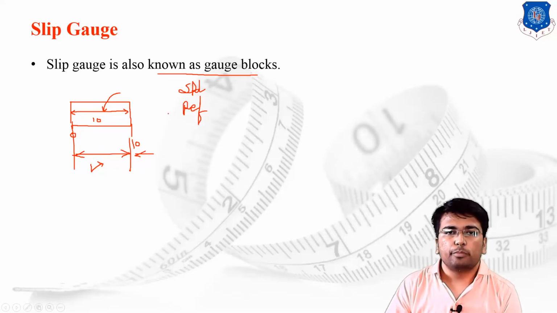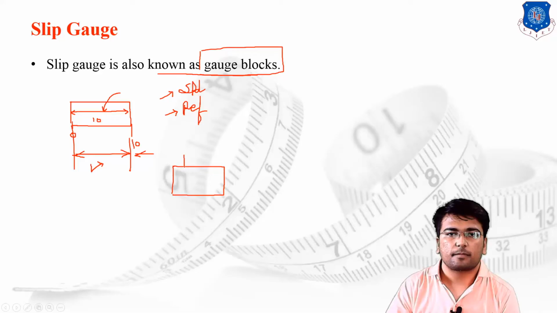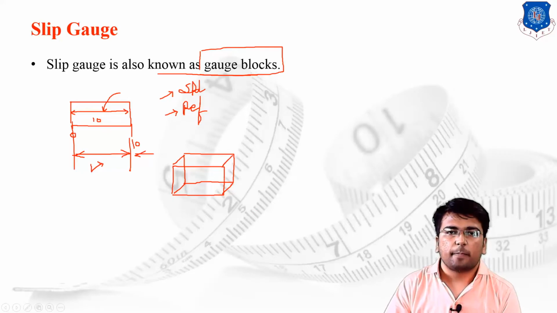To provide these references or standards, we have designed different gauge blocks. These gauge blocks are known as slip gauges. A slip gauge is nothing but a rectangular bar, made up of high carbon steel with additives of chromium and some amount of titanium. Suppose this slip gauge has a total length of, let's say, 10 centimeter.